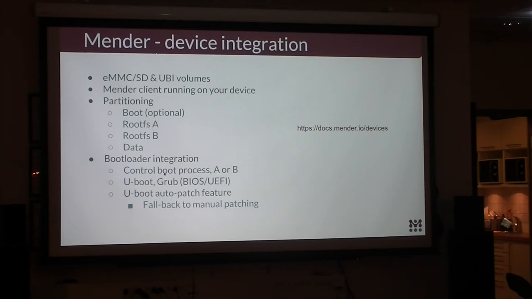To be able to control this boot process, switching A and B, we need to integrate the boot loader, obviously. We support U-Boot and GRUB. We have a feature called U-Boot auto-patching, so it will try to patch U-Boot automatically for you. But if it fails, you have to do it manually. For GRUB, there's x86. You don't have to modify GRUB, since GRUB is all user space, boot scripts. You just need to provide different boot scripts. So for that specific use case, you don't have to patch the bootloader, you just need to provide a custom boot script.